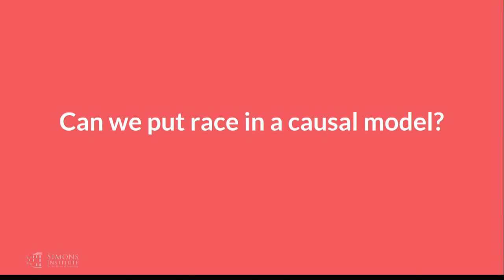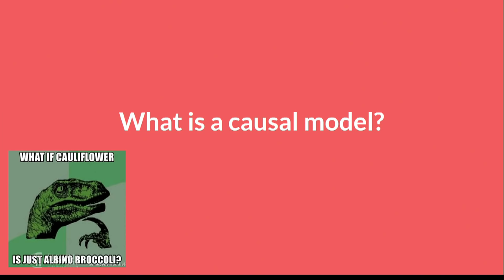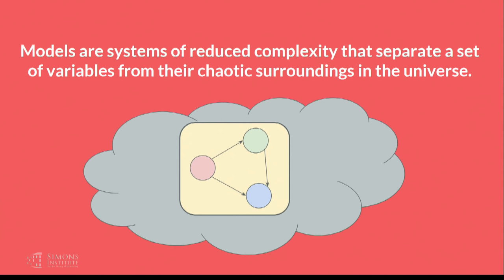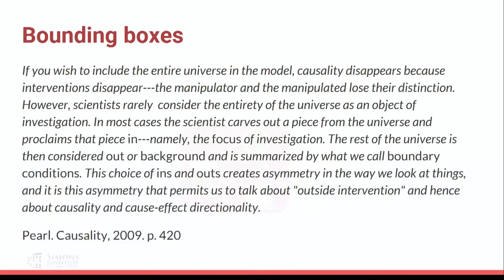And so when I thought about this question, I actually had to take a step back and ask a more basic question. What is a causal model? And what is a model anyway, right? So this is where we're going to ask the really deep, philosophical questions in this talk. Like, is it maybe just albino broccoli and not cauliflower? And, we'll see. So I'm going to connect to a point that Yiling alluded to, and I'm going to try to make a little bit more explicit, that models are systems of reduced complexity that separate a set of variables from their possibly chaotic broader surroundings in the universe. And actually, Pearl summarized this very cleverly and in a way that I found tremendously insightful in his 2009 book.